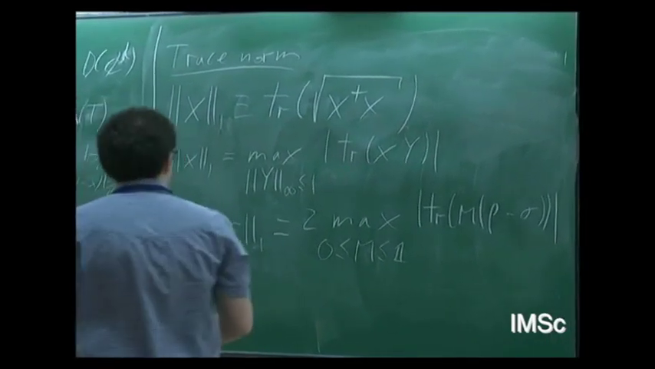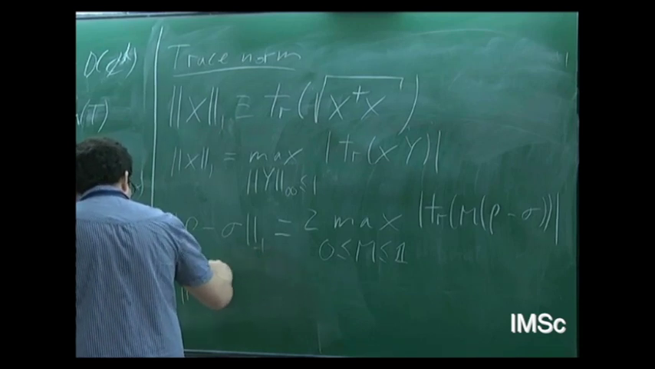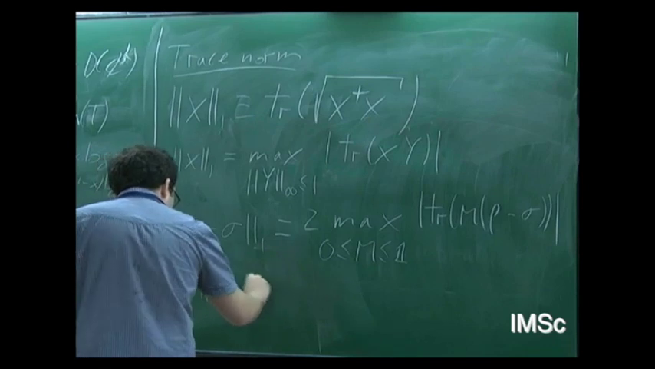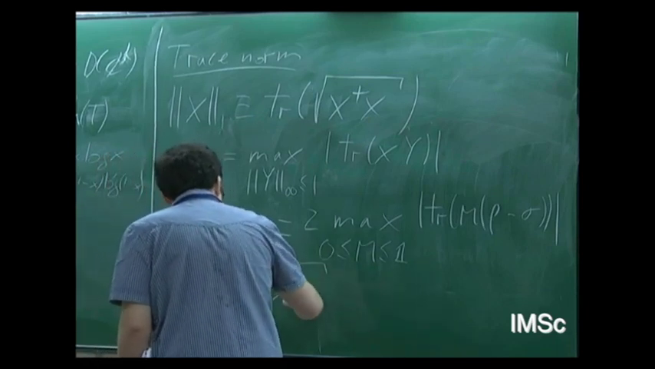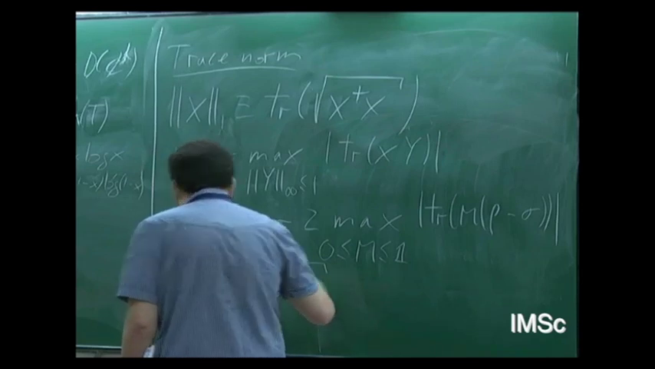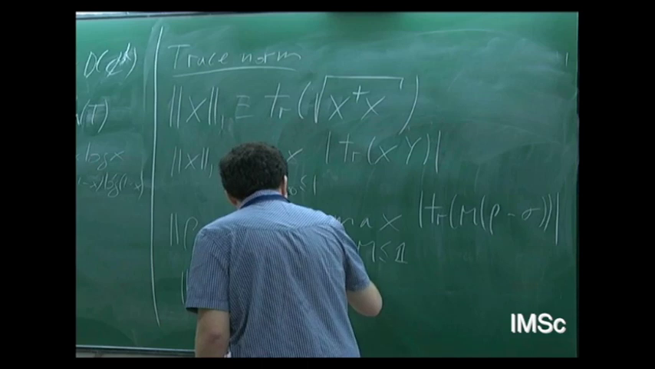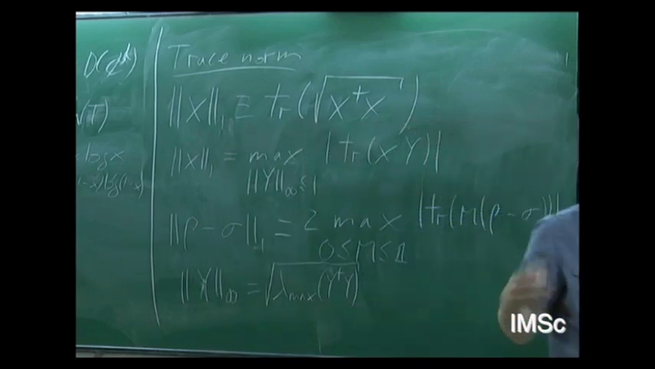Yes, so the infinity norm of y is just equal to the square root of the maximum eigenvalue. This is the notation for the maximum eigenvalue of y dagger y. So it's the maximum singular value of y.